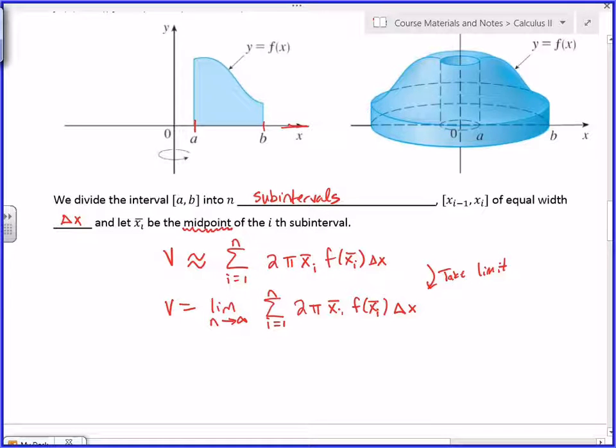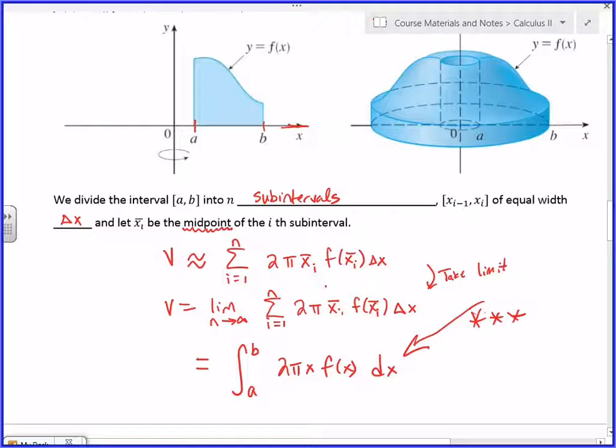But the difference between using that and xi star: xi star always meant just choose any point out of that interval and use it. Now I'm choosing a specific point. It still works in that this is now, by definition, the integral from a to b of 2 pi x f of x dx. So this is the formula I went ahead and put in the box on the next page. That's the one you need to know, because that's what you're going to use to actually find the volume. So everything so far here is explanation as to why we use that formula, where it comes from.